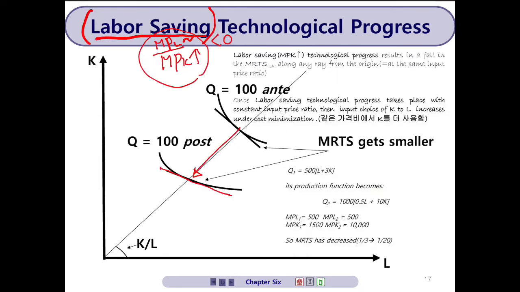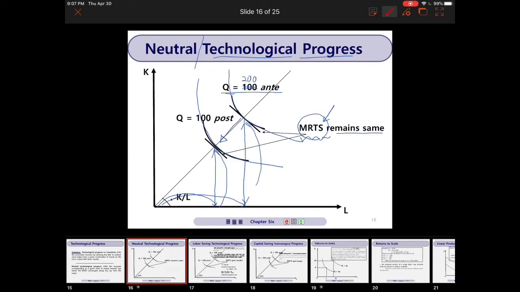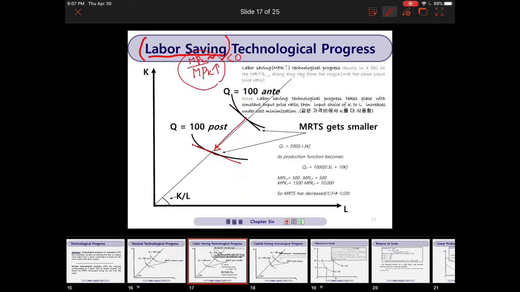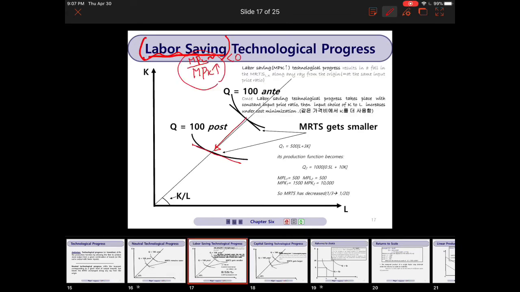I'm sorry. I want to go back to, that's what I want, right? In the previous slide, right, shifting inward, after shifting, the slope of tangent line doesn't change. But here, slope of tangent line gets flatter for the labor saving. Then what about capital saving? Slope of tangent line become stiffer than before. Right? But here, let's focus on the explanation about labor saving technological progress.